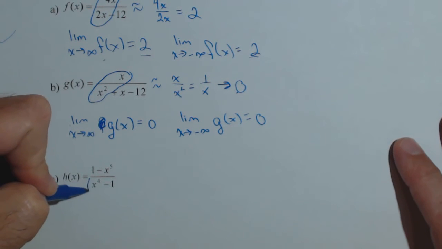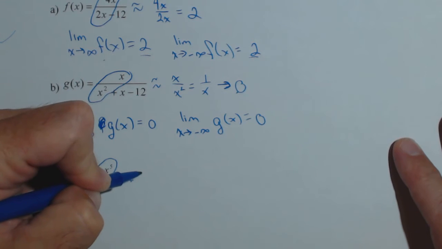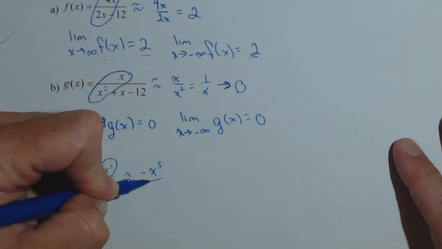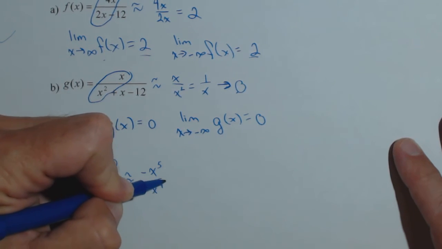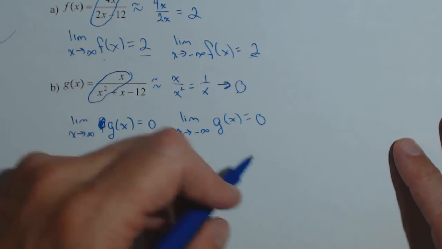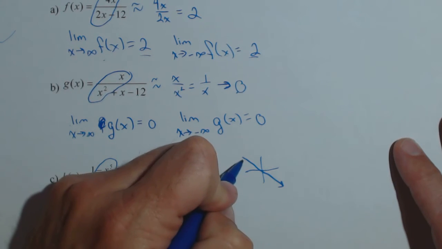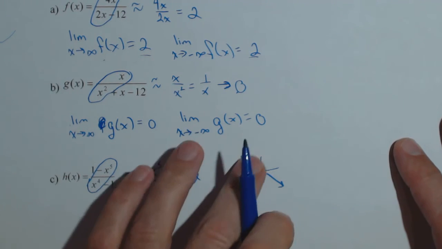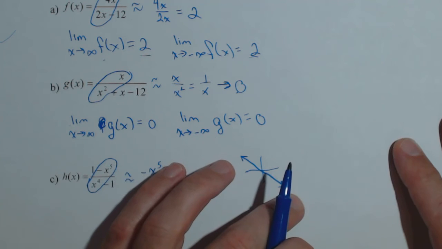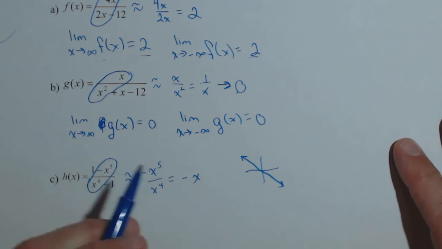Okay, let's circle our lead terms. This thing, when x is large, is going to act like negative x to the 5th over x to the 4th. Simplifies down to negative x. All right, if we were to graph that, it's a linear function that looks like this. We can see that as we go to the right, the y values go to negative infinity. As we go to the left, y values go to positive infinity.